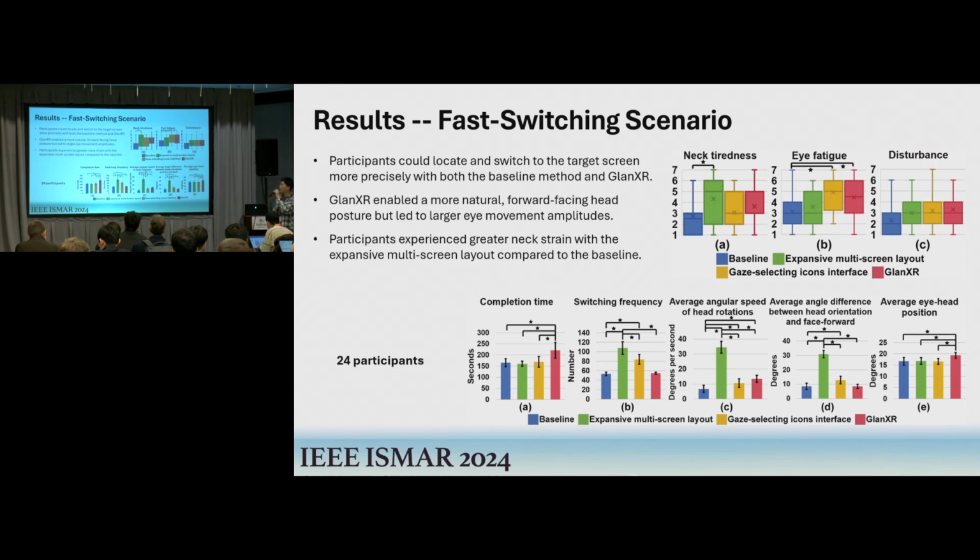From the fast switching scenario, the results showed that participants could rotate and switch to the target screen more precisely with the baseline method and our approach. GlanXR enabled a more natural, forward-facing head posture, but led to larger eye movement amplitudes. Lastly, participants experienced greater neck strain with the expansive multi-screen layout compared to the baseline condition.